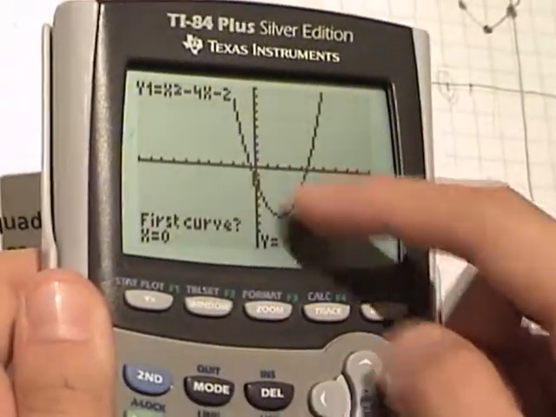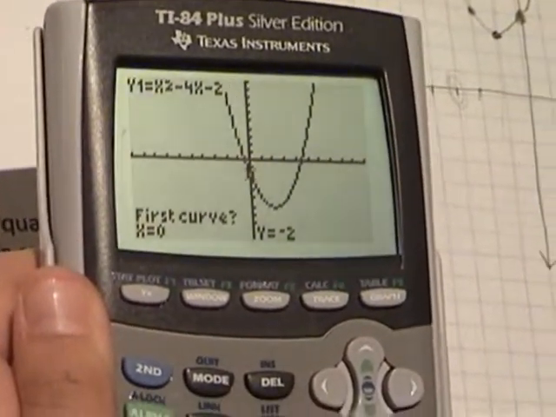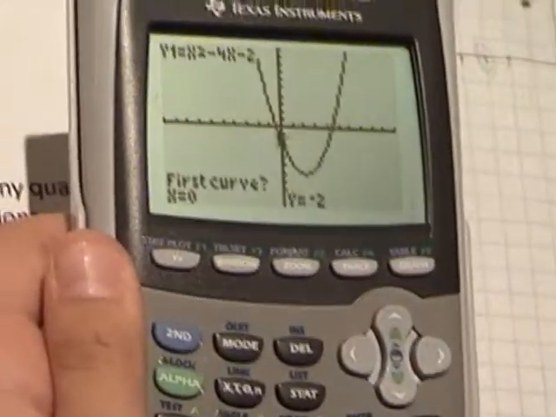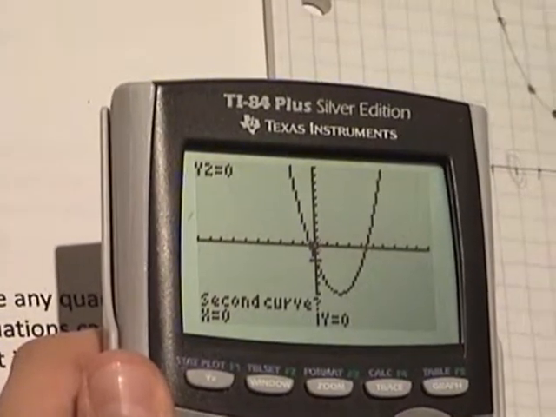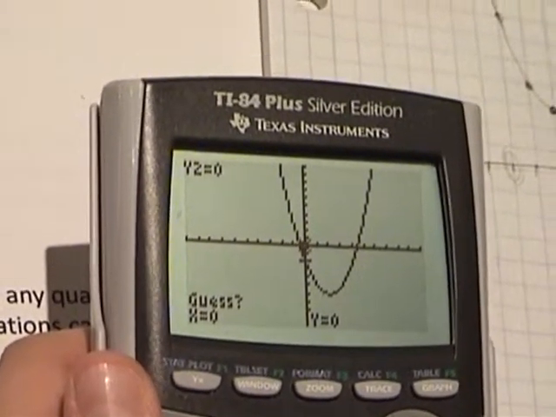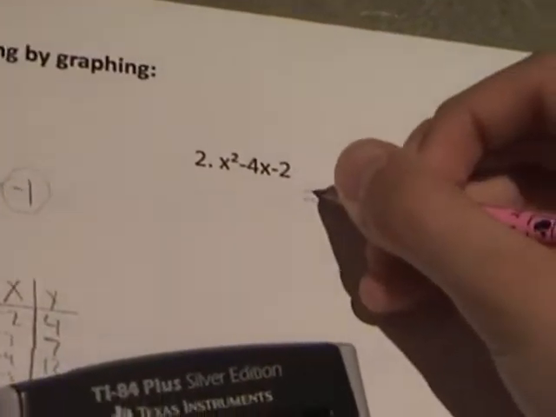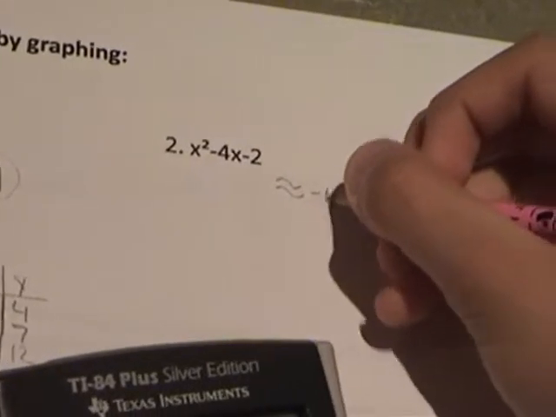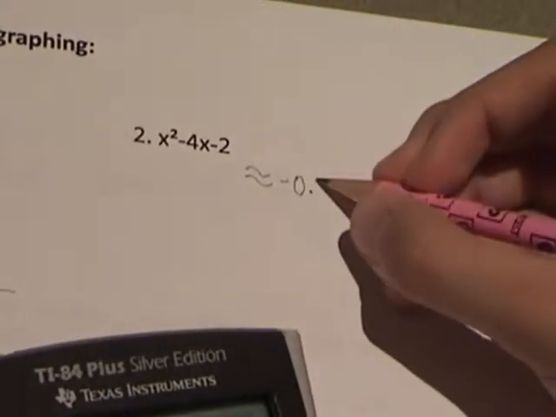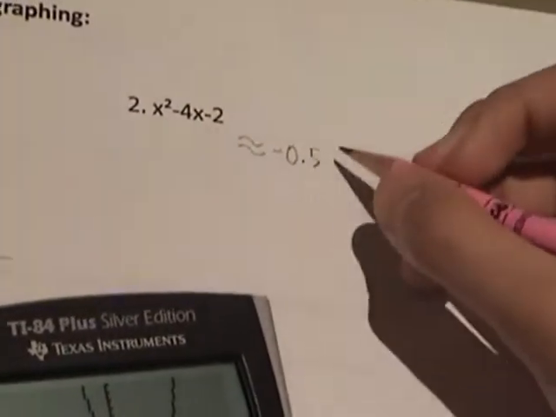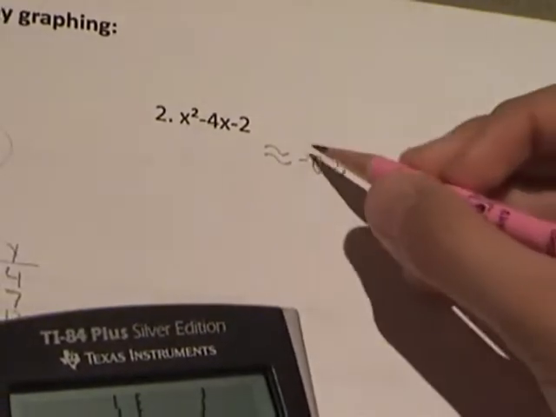I can already see an area of the curve. So, yes. Enter. Second curve. Enter. I'm going to enter again. It tells me the intersection is about negative 0.5. That's one root. Negative 0.5.